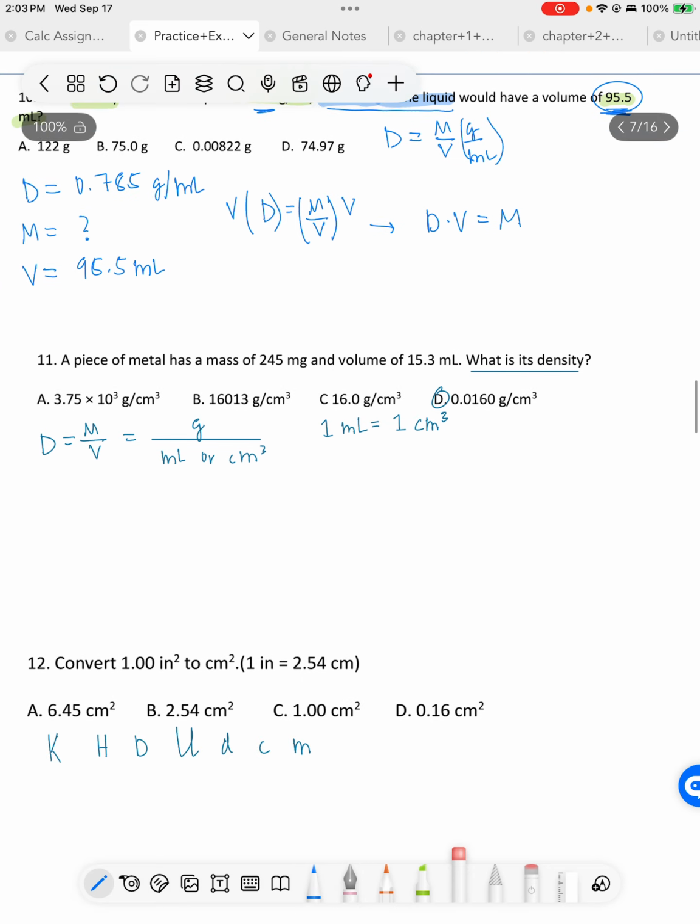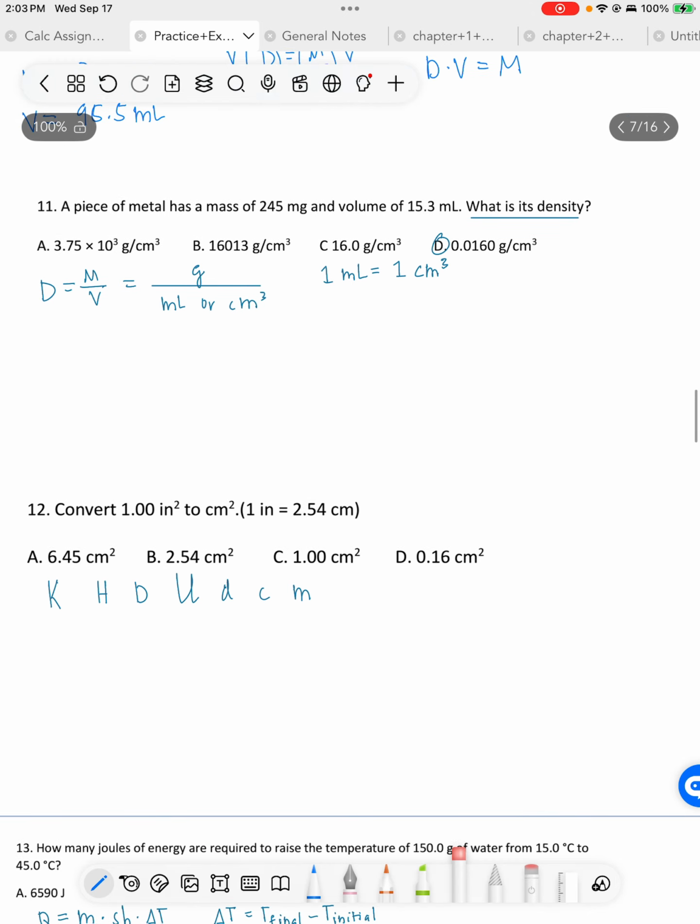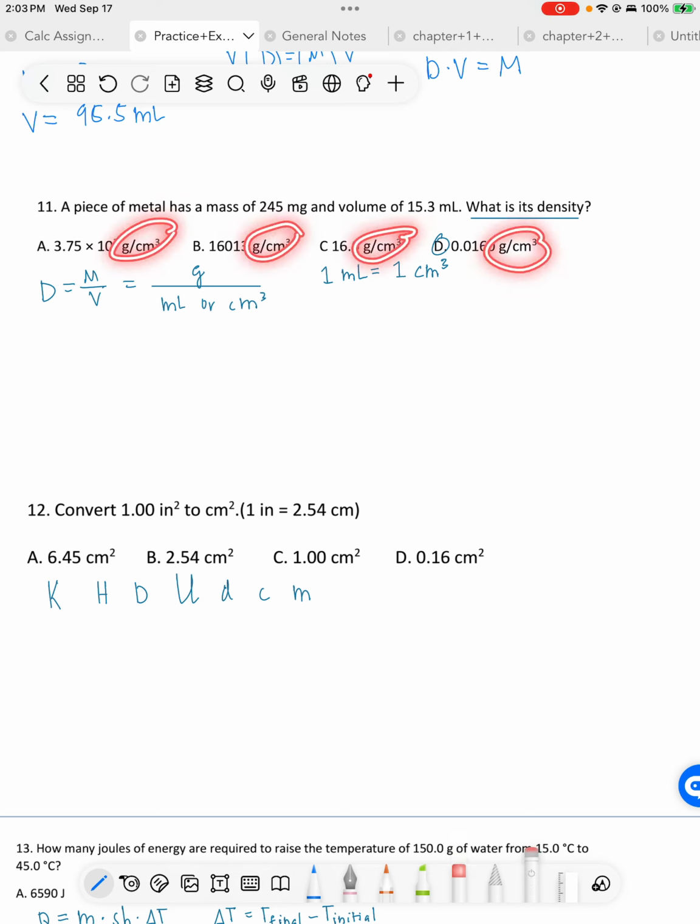All right. We have time for one more problem on this video. It's a piece of metal has a mass of 245 milligrams and a volume of 15.3 milliliters. What is its density? And it gives us the answers in grams per centimeter cubed. And we already know that 1 milliliter equals 1 centimeter cubed. Here's our equation. So all we're looking for is the density.